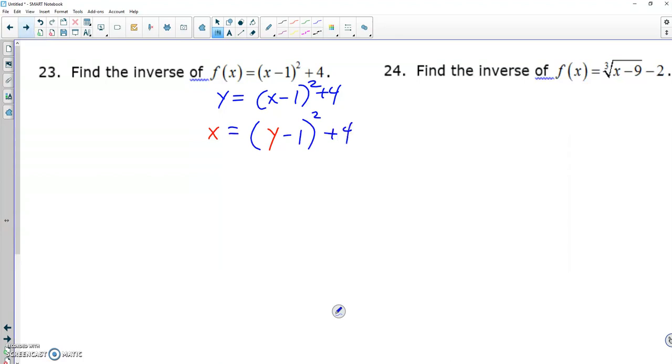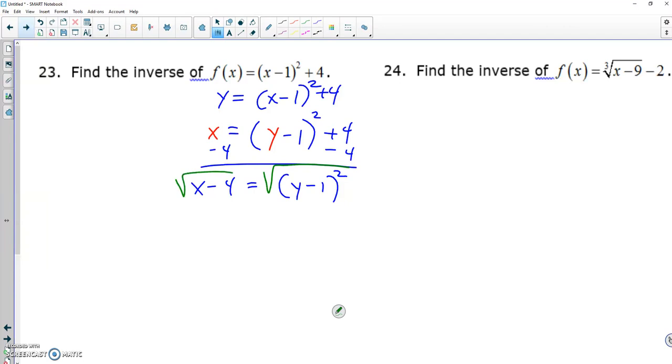Now we just have to get the y by itself. First, we subtract 4 from both sides. So this is x minus 4 equals y minus 1 squared. To get the y out of there, we have to square root the entire set of parentheses. So we go like this to both sides.